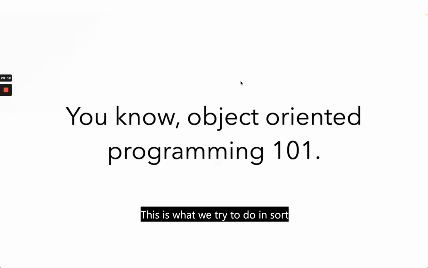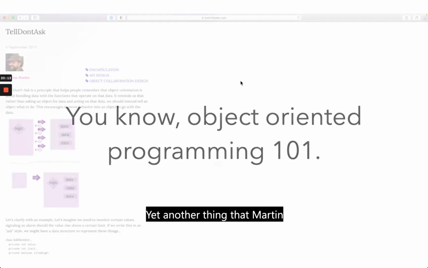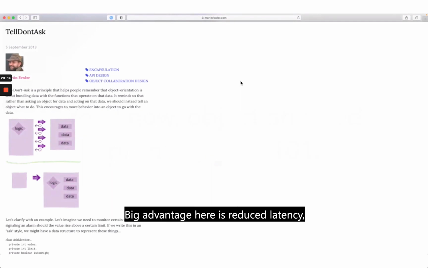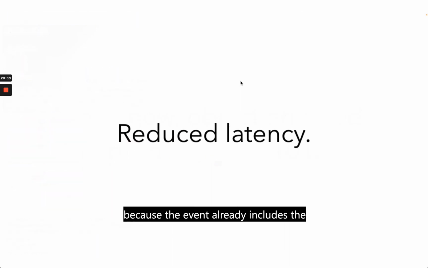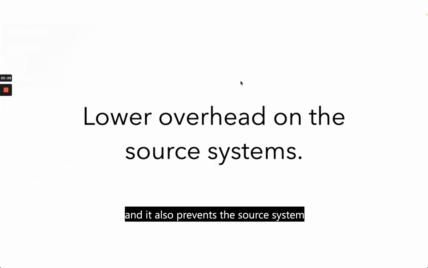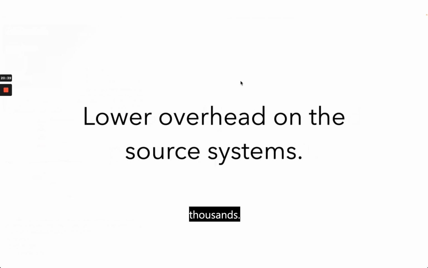This is what we try to do in sort of OO Programming 101, yet another thing that Martin has written about, tell, don't ask. The big advantage here is reduced latency, because the event already includes the information that the consuming system might actually ask of the source system, and it also prevents the source system from being overloaded by a whole bunch of requests for tell me more, please. If you think about the way some of these systems can work, there could be dozens, hundreds, thousands of consumers that have registered interest in the address updated event. Every one of them is going to have to call back to the source system if we don't carry along that state. Now, there's downsides of this.